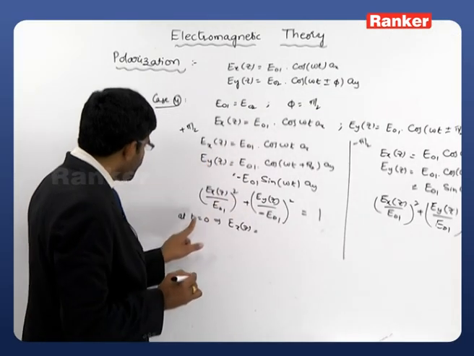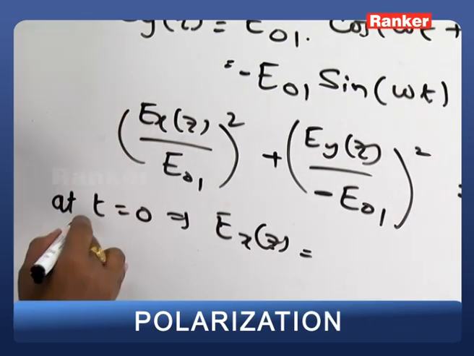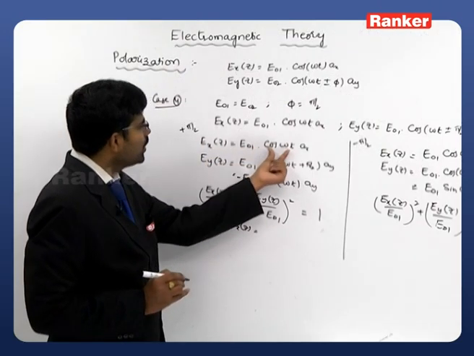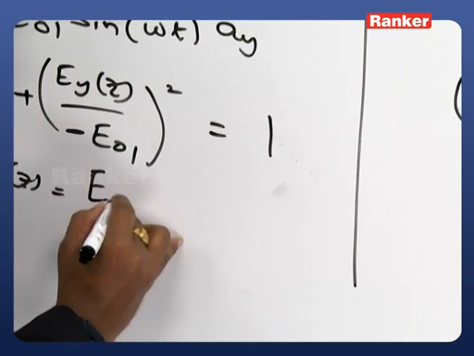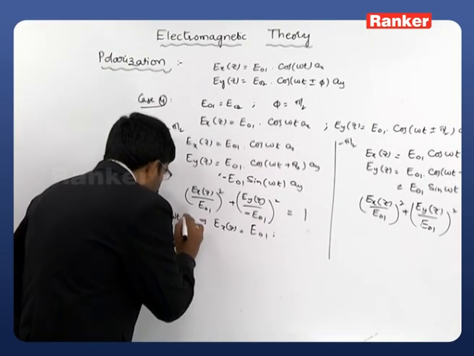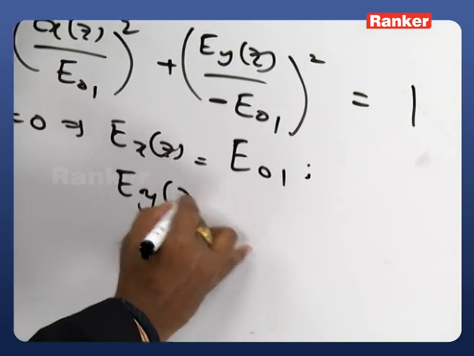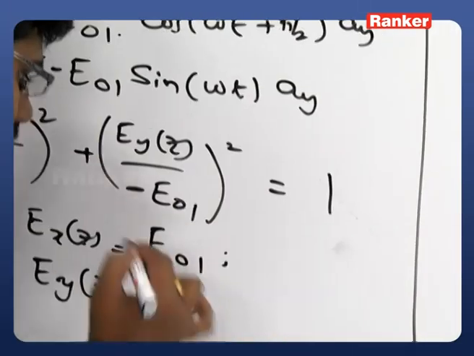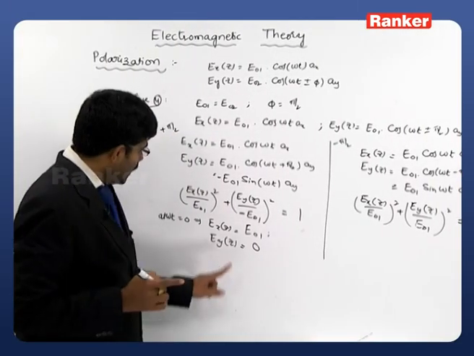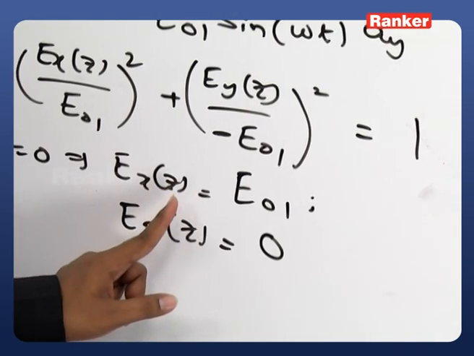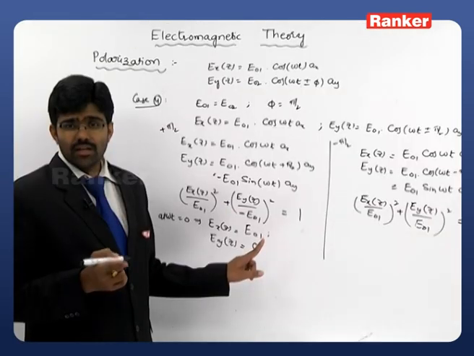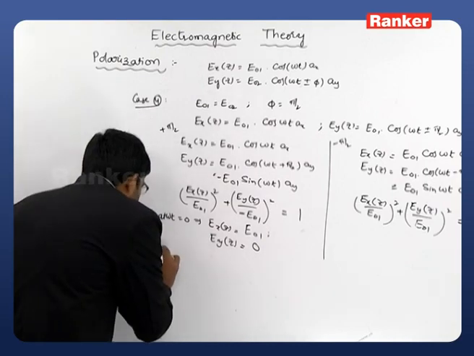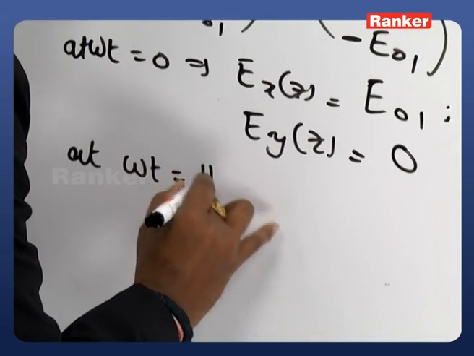Ex of z is equal to, at time t equal to 0, meaning omega t is also equal to 0. So at omega t equal to 0, Ex of z is equal to E01 into 1, just E01. In the same way, at omega t equal to 0, what is Ey of z? Ey of z is 0 if you substitute here. Now clearly observe, initially the total electric field, the resultant, is along the x direction only. Right?